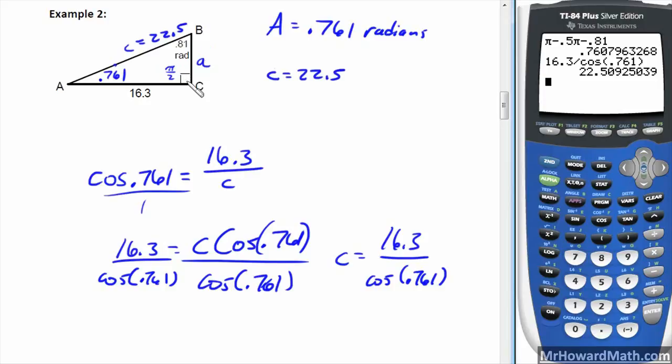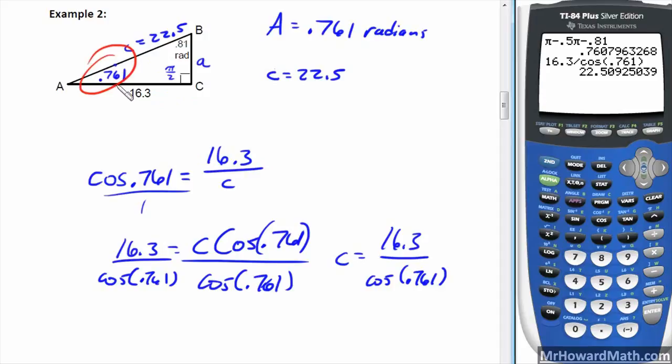And lastly, we need side A there. Now we just need to find side A. That's all that we're missing at this point. So I can use either the 0.81 radians or the 0.761 radians. It doesn't matter. I'm going to choose to use this one.